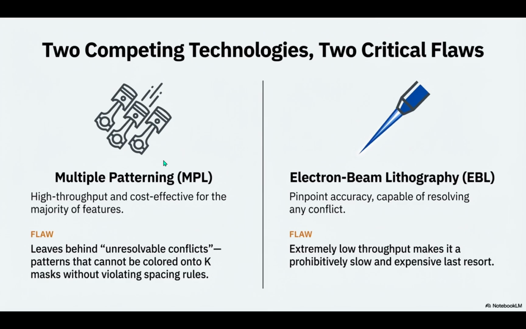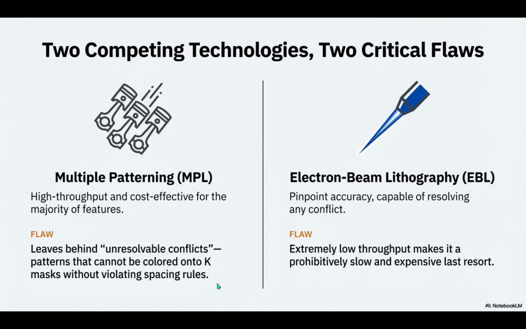And that brings us to the core conflict here. Even after you split the design onto multiple masks, these complex layouts still have what the industry calls unresolvable conflicts. What does that mean in simple terms? It means that certain pairs of features are simply too close together to be cleanly separated onto the different masks. If you try to draw both with your optical masks, they just blur together. They fail. It's an intrinsic conflict.